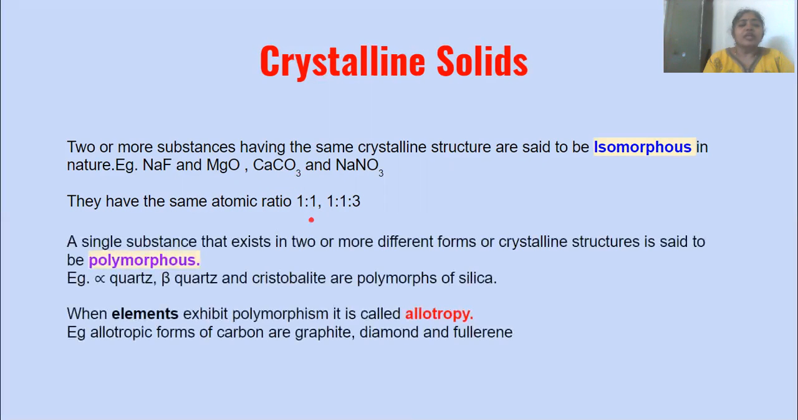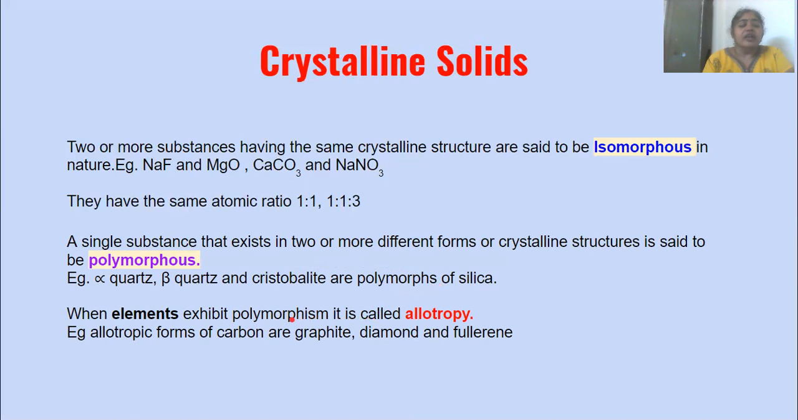Now coming to the next property, that is polymorphism. Isomorphism is different from polymorphism. What is polymorphism, or what are polymorphous substances? Poly means many and morphous means structure. So if a single substance exists in multiple forms, or in more than two forms, then it is said to be polymorphous. For example, alpha and beta quartz and cristobalite are the polymorphic forms of silica. So a single substance, silica, is existing in more than two or three crystalline structures. So silica is said to exhibit polymorphism.